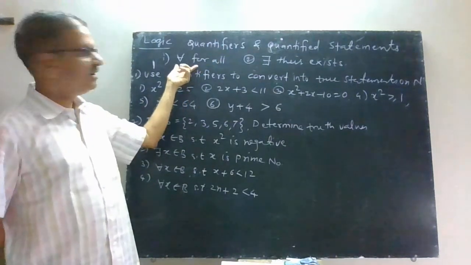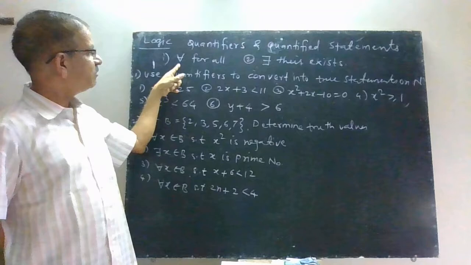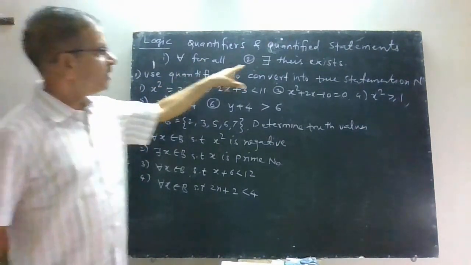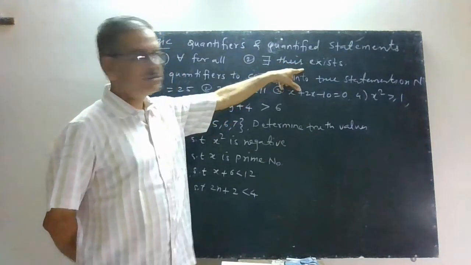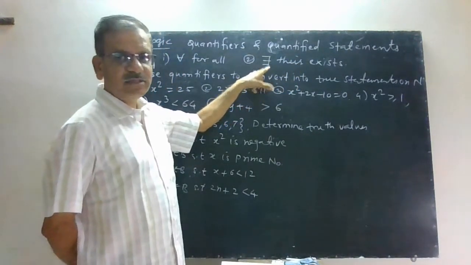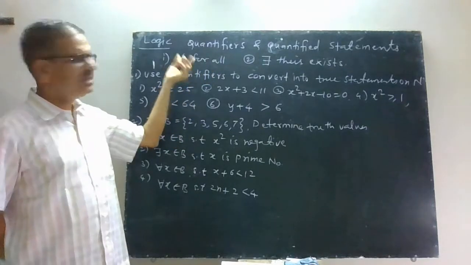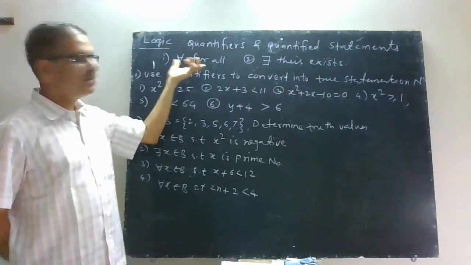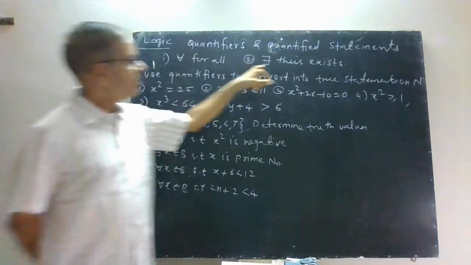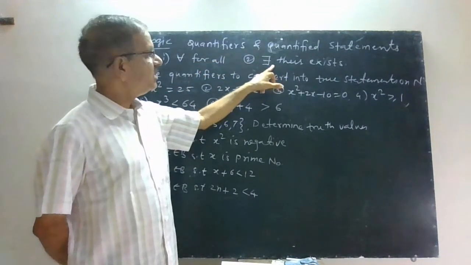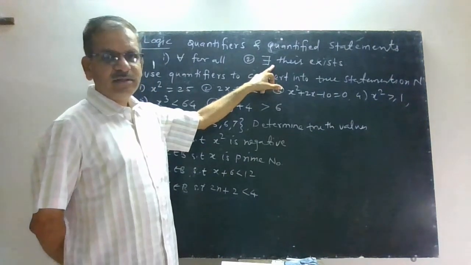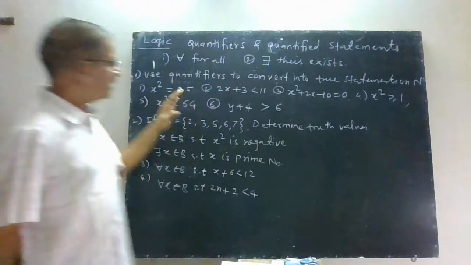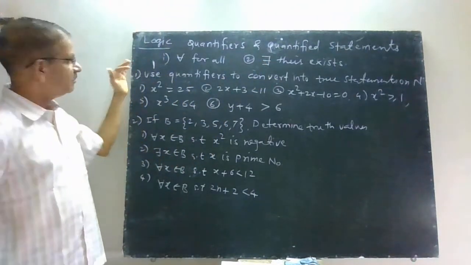Now there are two quantifiers. First one is called for all. This is the symbol for that one, called for all, and this is there exists. Symbol for this one is this one. Now the meaning of for all means if a particular statement is true for all elements of a particular set, then we use this symbol, or if that condition is not true for all elements of that particular set, then we use this symbol. Now if you see the example, it will be more clear.